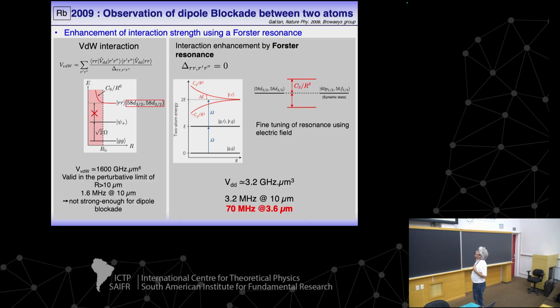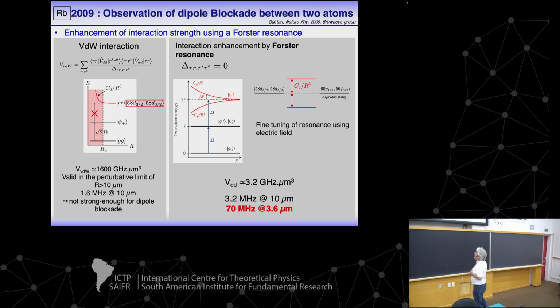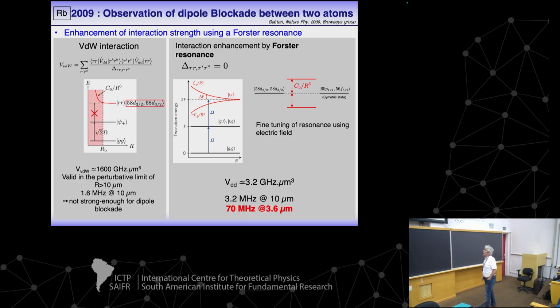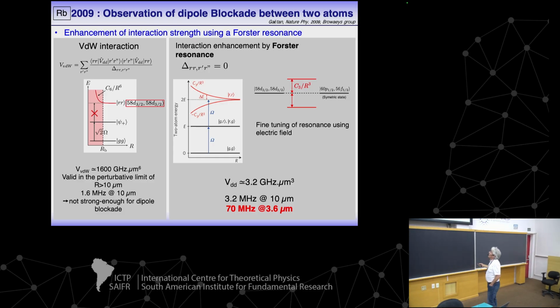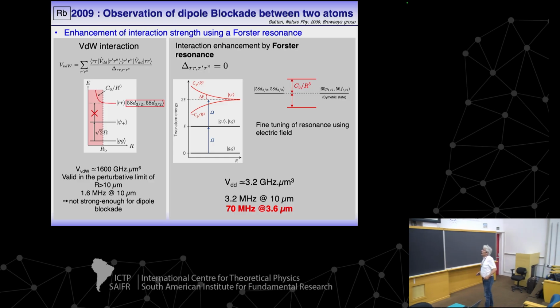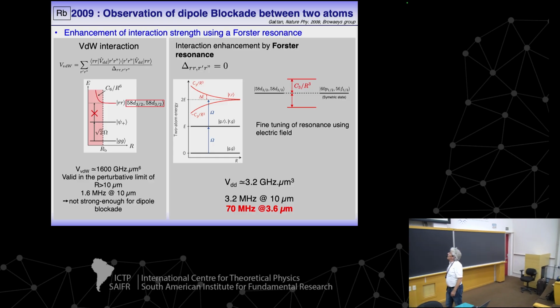And then the interaction becomes stronger as compared to the van der Waals interaction because it's first order, and it varies as 1 over R^3. So in the experimental conditions, this allowed one to double the strength of the interaction at 10 micrometers, and they performed even the experiment at shorter distance, like 3.6 micrometers between the atoms, so that the energy shift of the level is 70 megahertz, and that the dipole blockade is stronger.